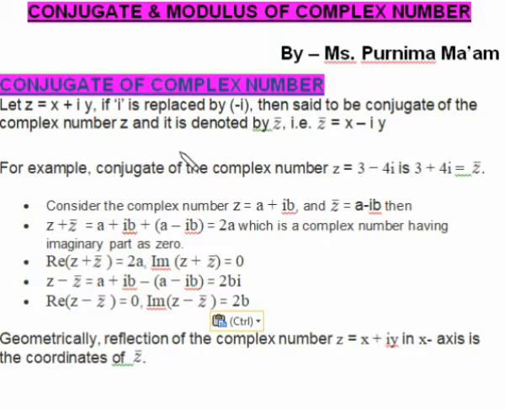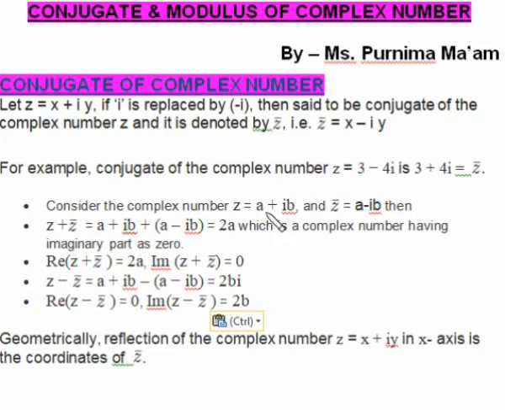Some examples like that. For example, if the complex number z is equal to 3 minus 4i, we write its conjugate by changing the sign of its imaginary part. Here it is minus, we put here positive, meaning plus. 3 plus 4i is its conjugate.